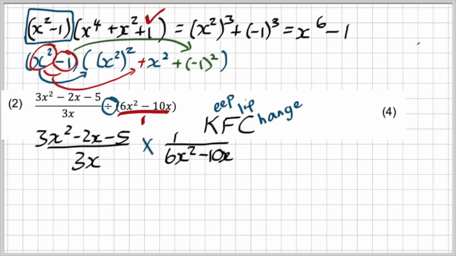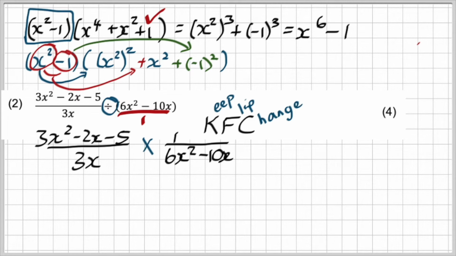Oh, love it. I know some teachers, if you are a staunch mathematical person, this is not going to sit well with you, okay? Then you can just make the divide into a times and reciprocate your back term.